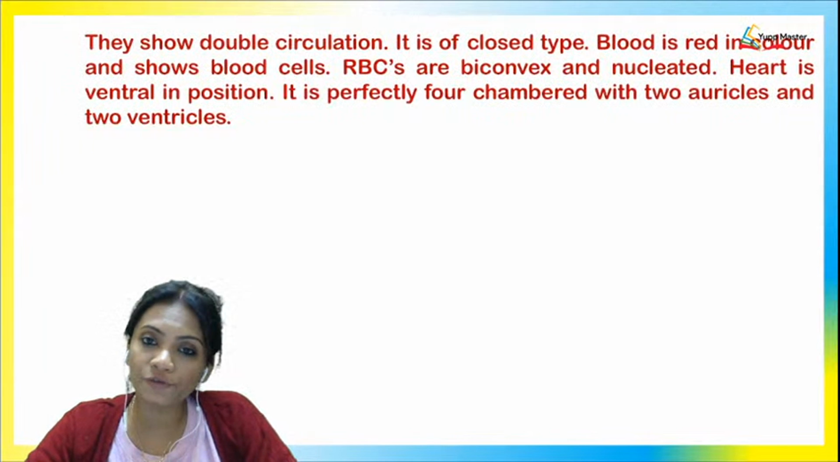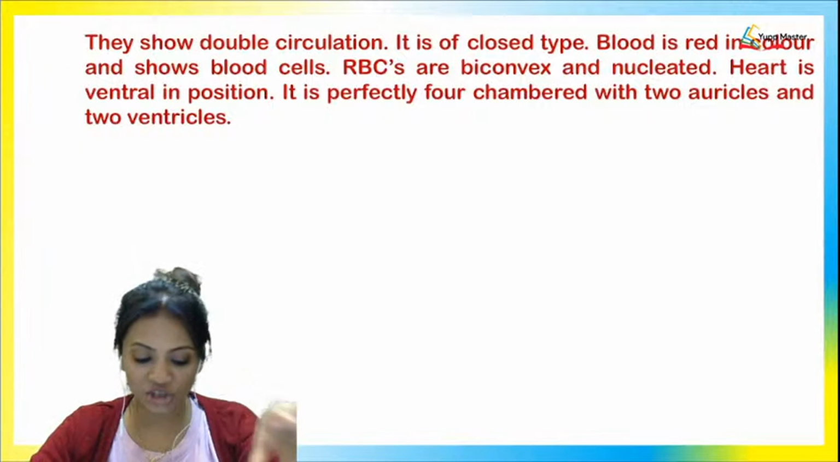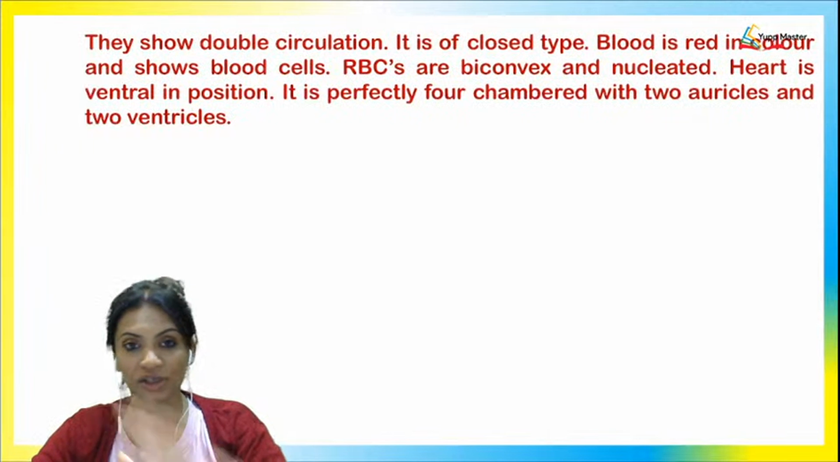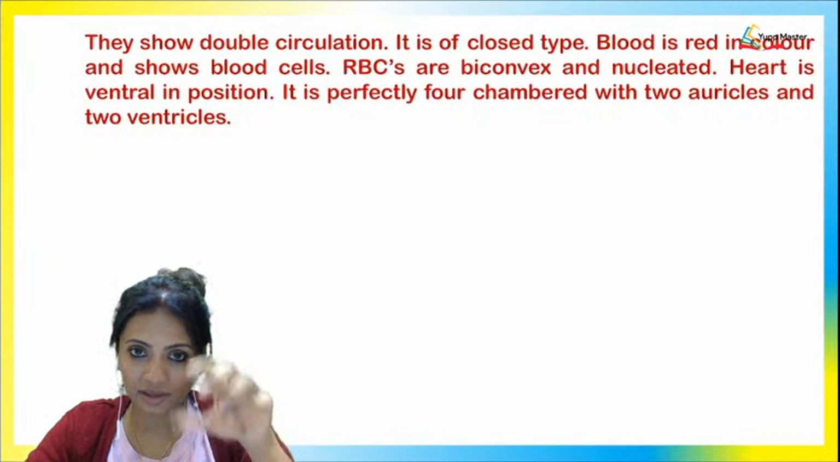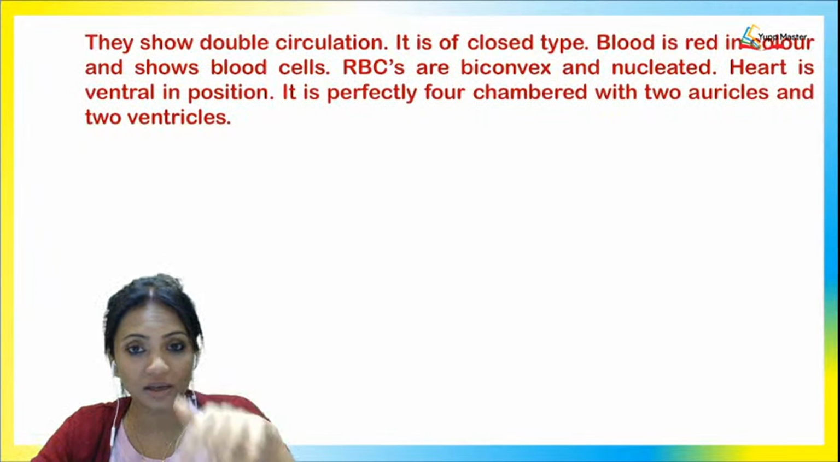it is perfectly four-chambered. So the oxygenated blood is basically differentiated from the deoxygenated blood. There are two upper chambers called auricles, and then there are two lower chambers called ventricles.